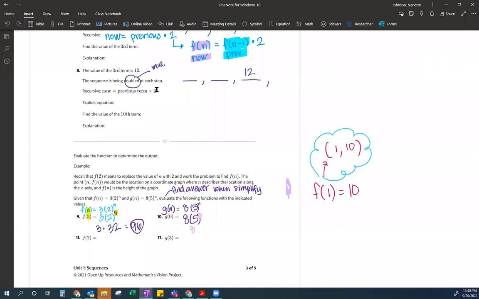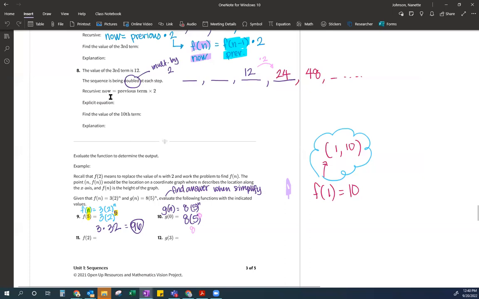Right? So that means the next guy, I'm just going to multiply 12 by 2. And then I'll get the answer for the fourth term. So 12 times 2, oh, that's 24. And then it would continue, and that would be 48, and so on. So that's my little dot, dot, dot, and so on. Okay. So recursive equation is now equals previous times 2.